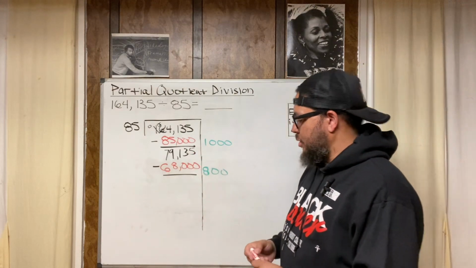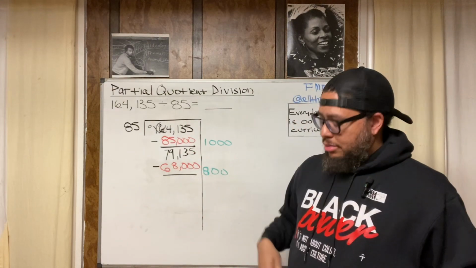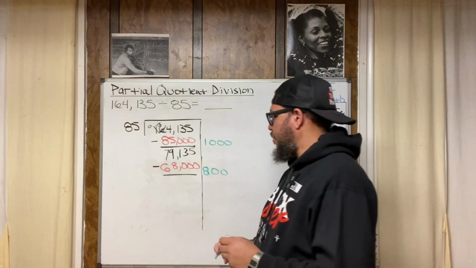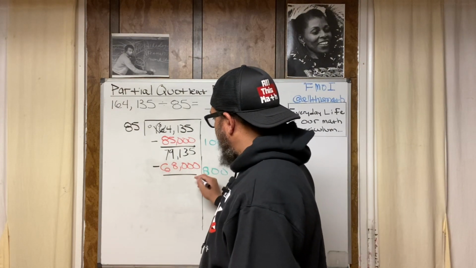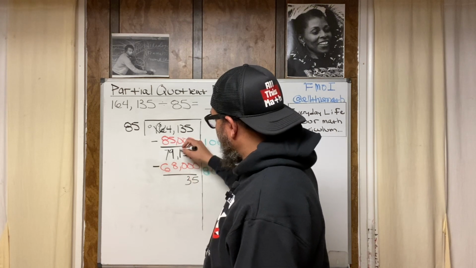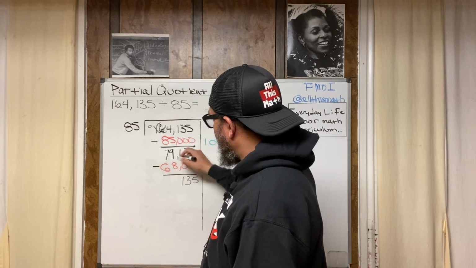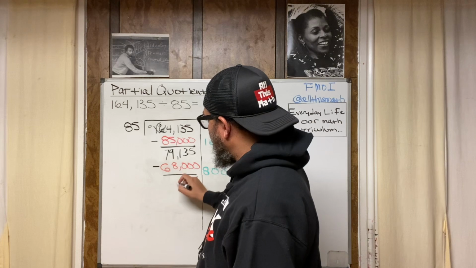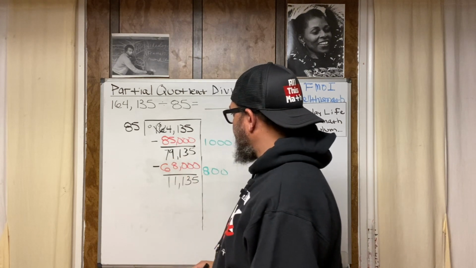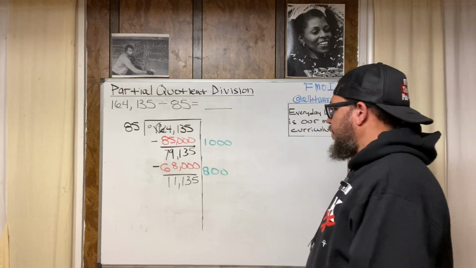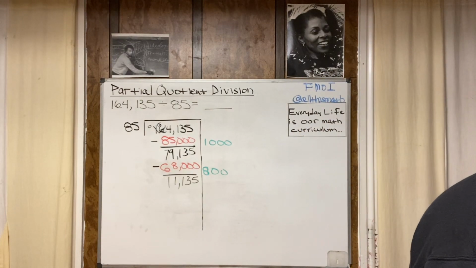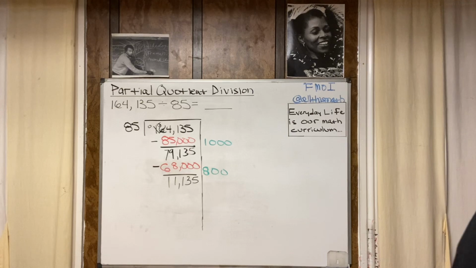All right, 79,135 minus 68,000. So now we're going to do our subtraction. We're going to do 5 take away 0, right? Which is 5. We're going to do 3 take away 0, which is 3. We're going to do 1 take away 0, which is 1. We're going to do 9 take away 8. That's 1. Then we're going to do 7 take away 6. That's 1. So we got 11,135.